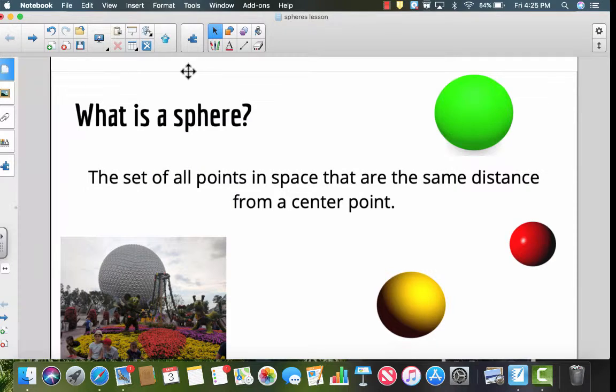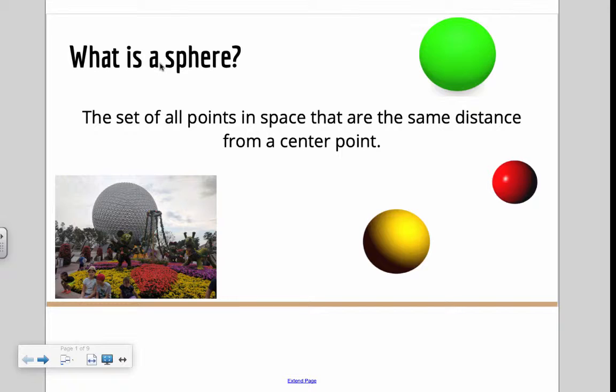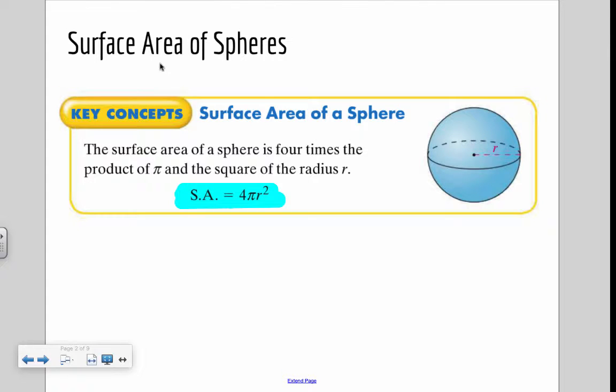So we're going to start off at the top of your note sheet with the definition of a sphere, which is the set of all points in space that are the same distance from a center point. We're going to look at surface area first, and I'm going to ask you to copy down this formula that is highlighted in blue. So surface area equals 4 times pi times the radius squared. And just like with all of our previous formulas, when we deal with pi, we're going to be using 3.14 in our calculators.